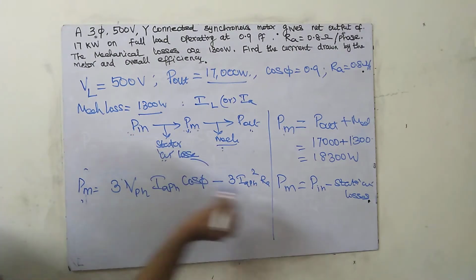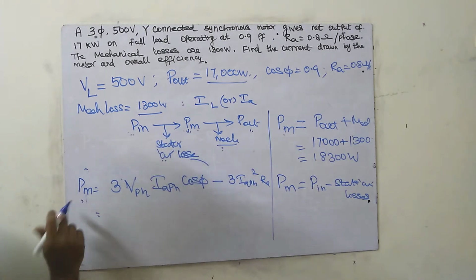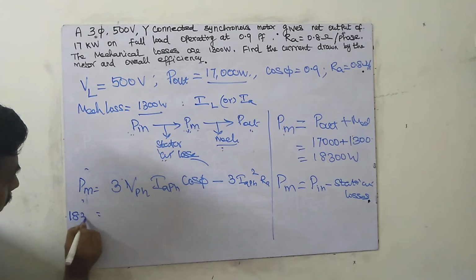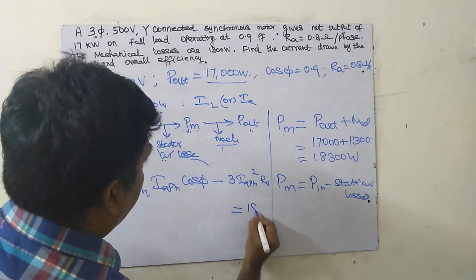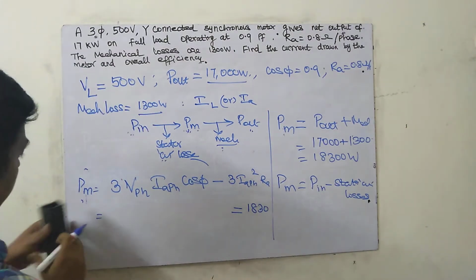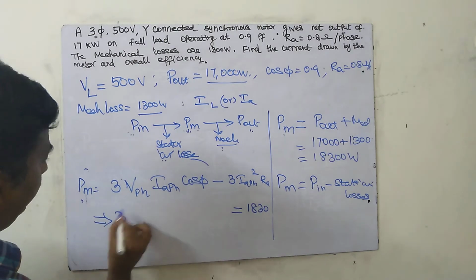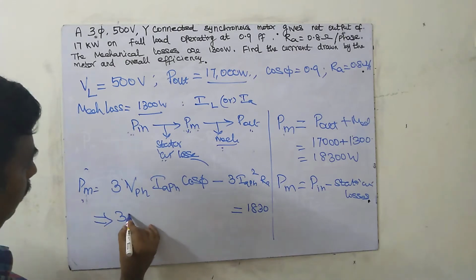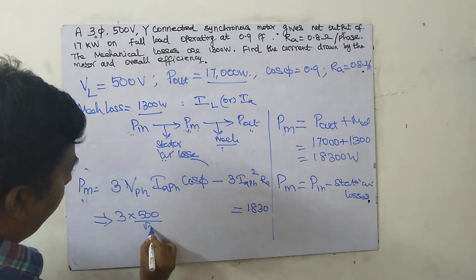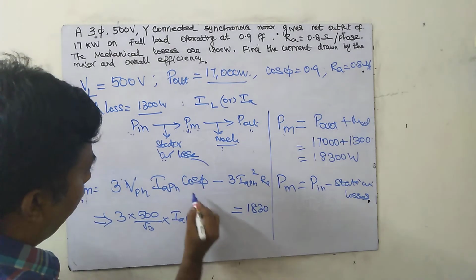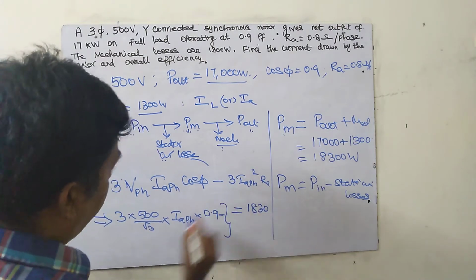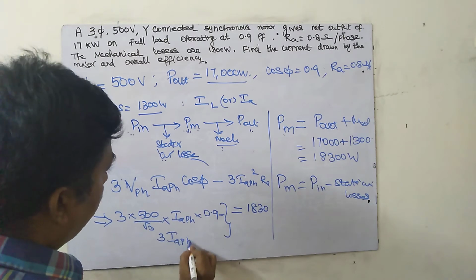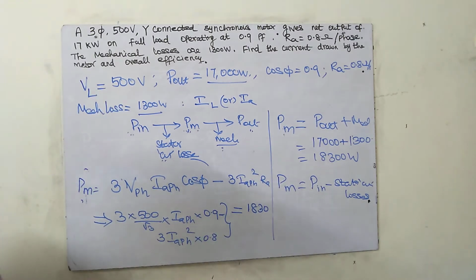This quantity is a known quantity, already found. So 18,300 equals 3 into V phase, where V line equals 500, so V phase equals 500 divided by root 3, into IA phase, the unknown quantity, into cos phi, where cos phi equals 0.9, minus 3 into IA phase square into RA, where RA equals 0.8. Equal to 18,300.